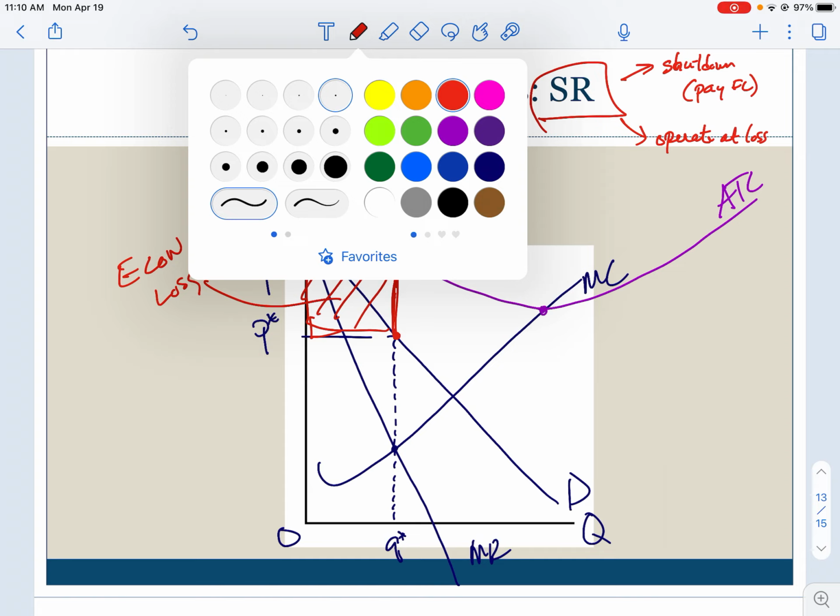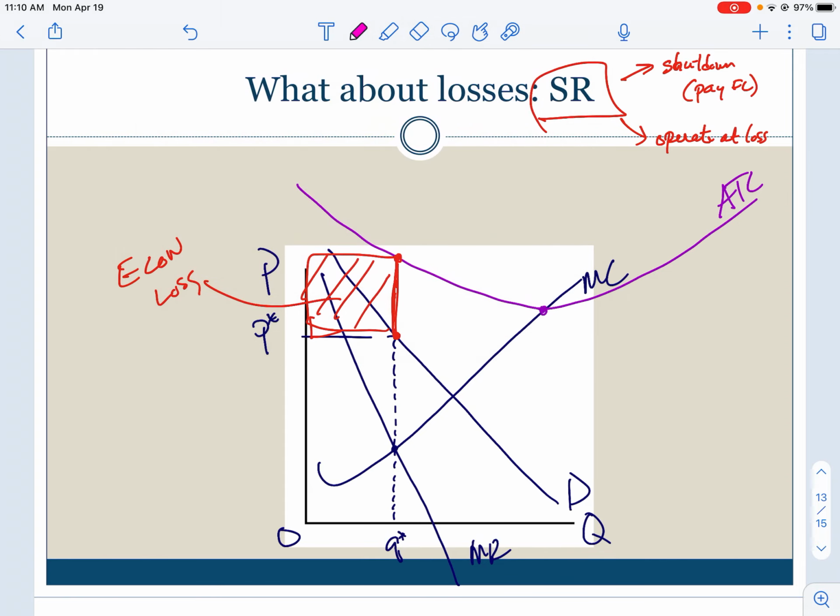So let's get a new color here. Use pink. And let's look at your average variable cost curve. So if your average variable cost curve looks like this, it's an average measure, so the marginal is still going to drag it along. So if this is your average variable cost, notice as you move to the right, as Q increases, they get closer and closer together because your average fixed costs are getting smaller and smaller.